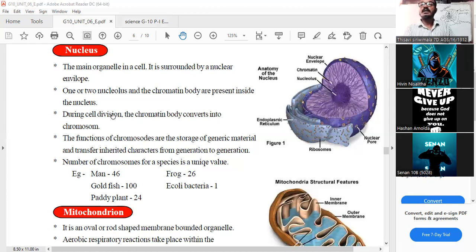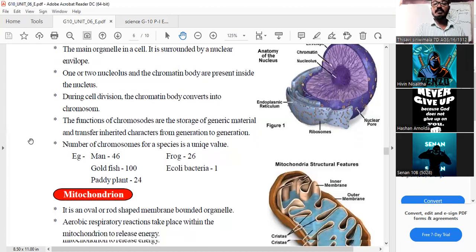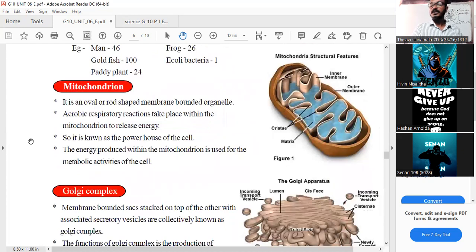Okay, I think that is completed now. Then we come to mitochondria. Now we know that there are many chemical reactions going on within a cell. For a chemical reaction, it requires energy.